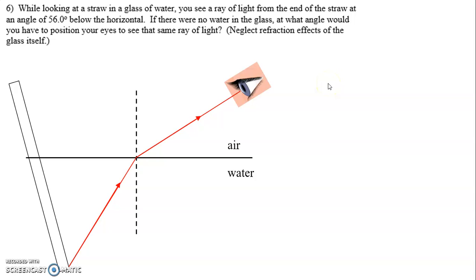All right, now we have to put the 56-degree angle in there. It says that we're looking down at an angle 56 degrees below the horizontal. So let's say there's the horizontal. Where's the 56 degrees? That's going to be over there. That's what it means when we're looking down at 56 degrees below horizontal, the light's coming towards us at that angle.